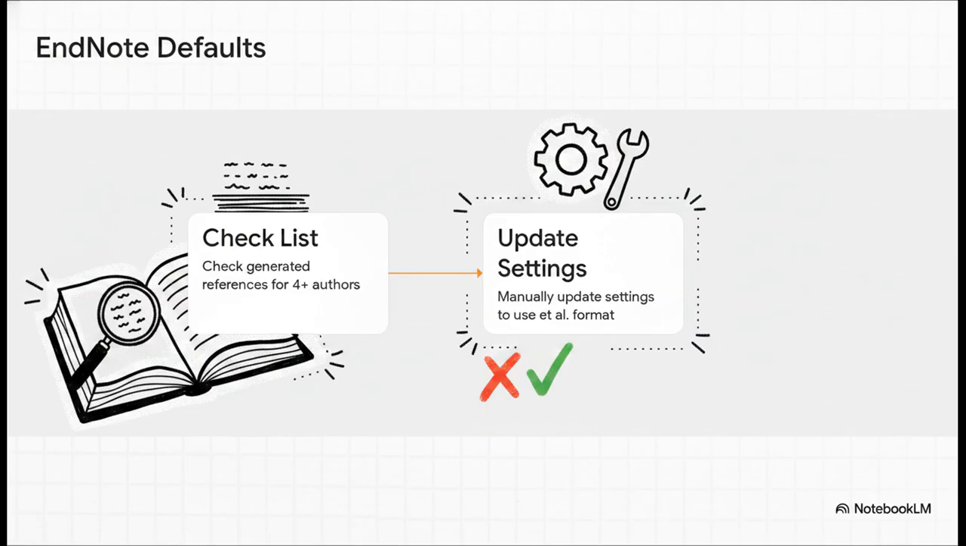But as we've just learned, the Cite Them Right rule is to use et al. for 4 or more authors. So if you're using EndNote, you've got to manually update your settings or double-check your final output to make sure it strictly follows that 4-author rule. Don't let a silly default setting ruin your perfect formatting.